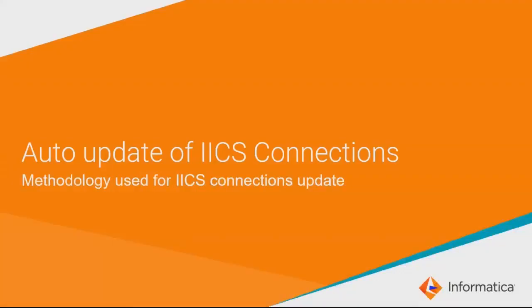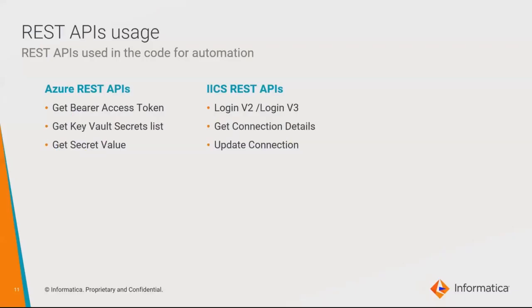In this section, I'll be explaining the methodology that has been used for automatically updating the IICS connections. In the automation code, I have used the REST APIs, that is Azure REST APIs and IICS REST APIs. The Azure REST APIs that are being used are Get Bearer Access Token API, Get Key Vault Secret List, and Get Secret Value. And in IICS REST API, I have used the Login API to get the service URL and the session ID, get the connection details, and update the connection by calling the API for update connection.